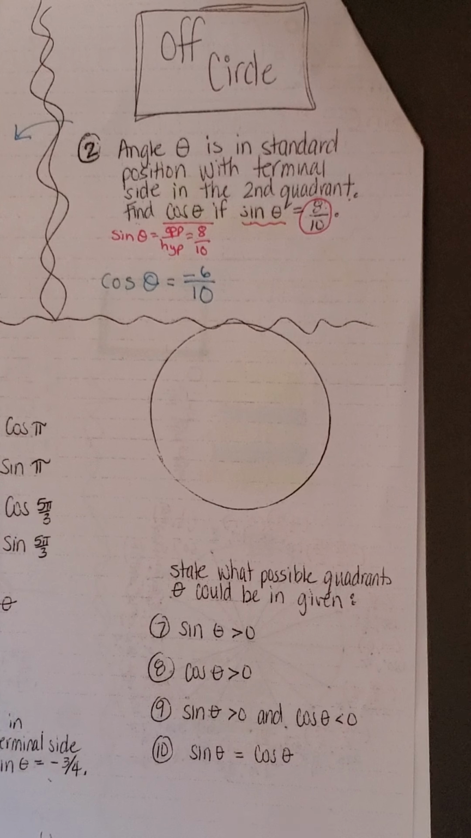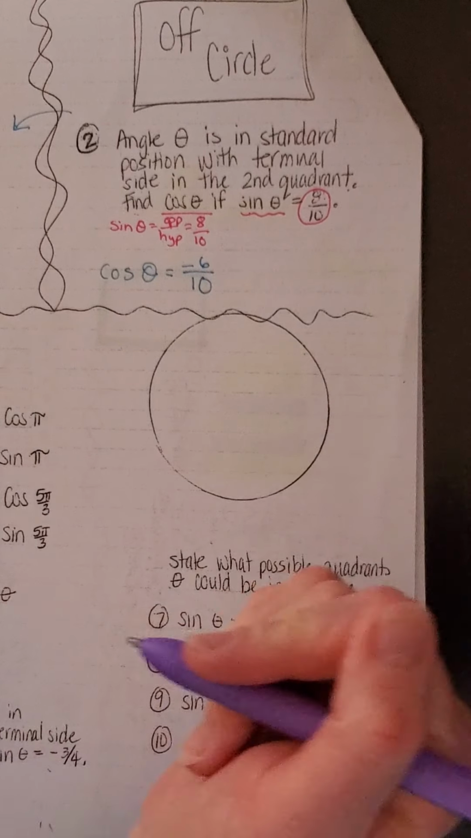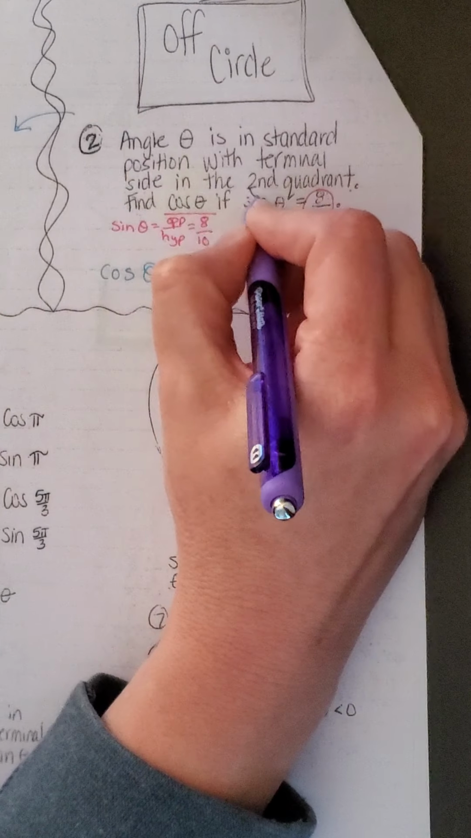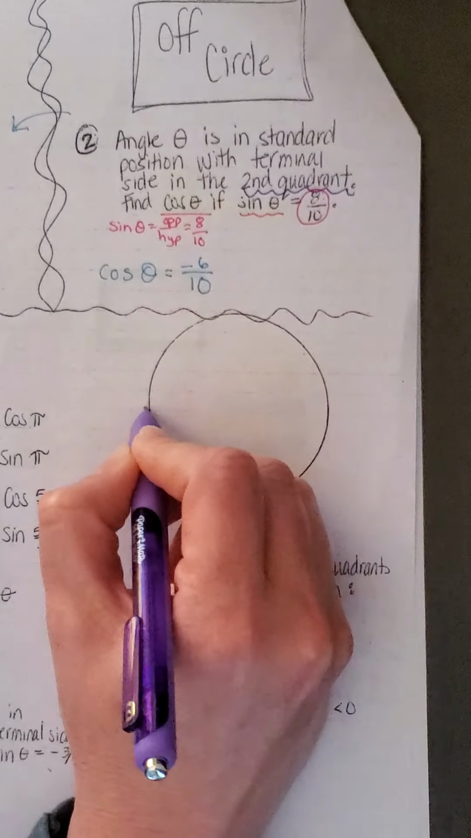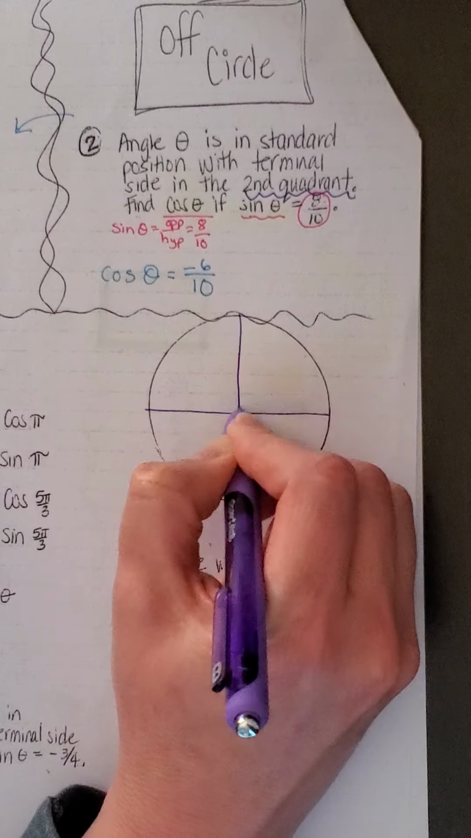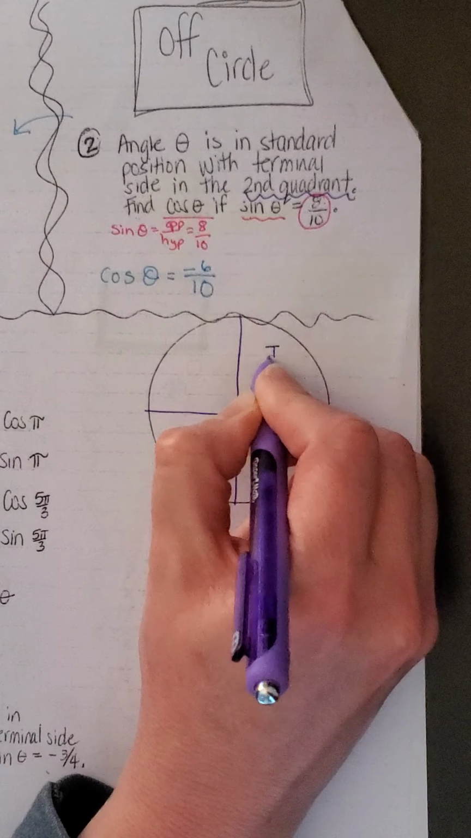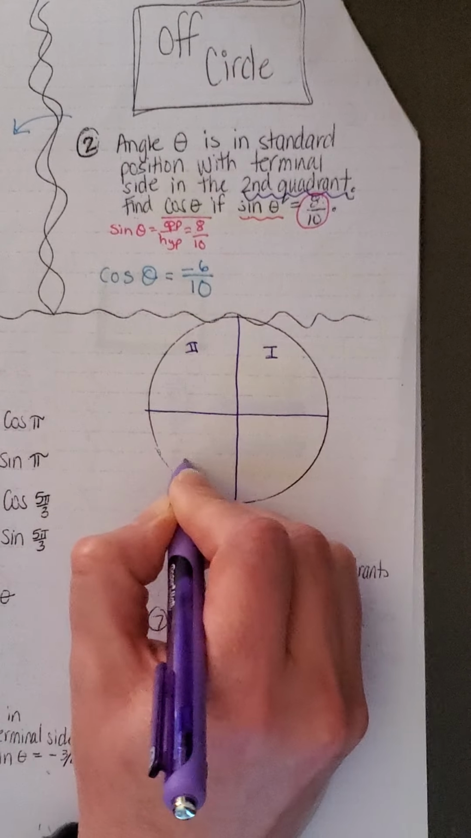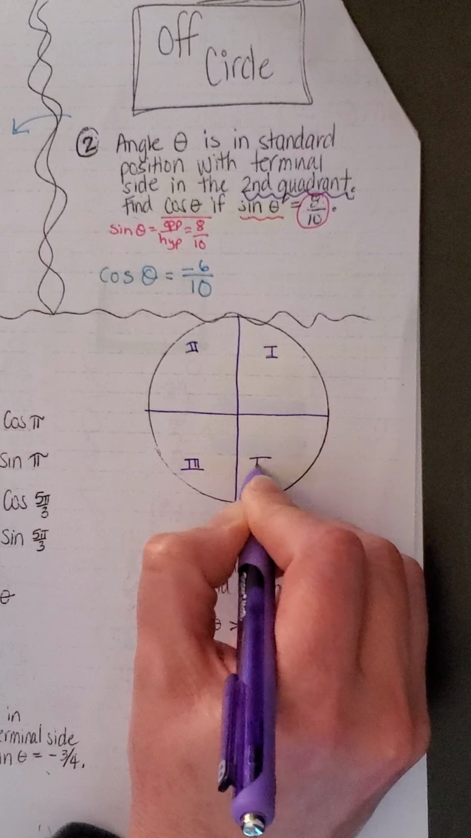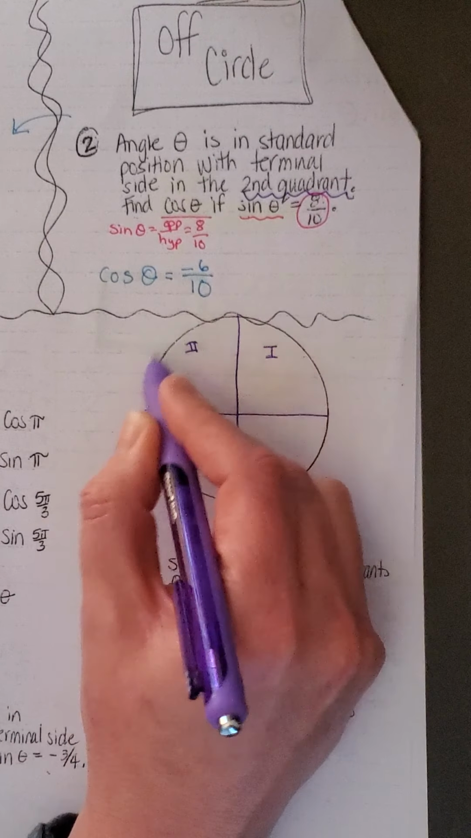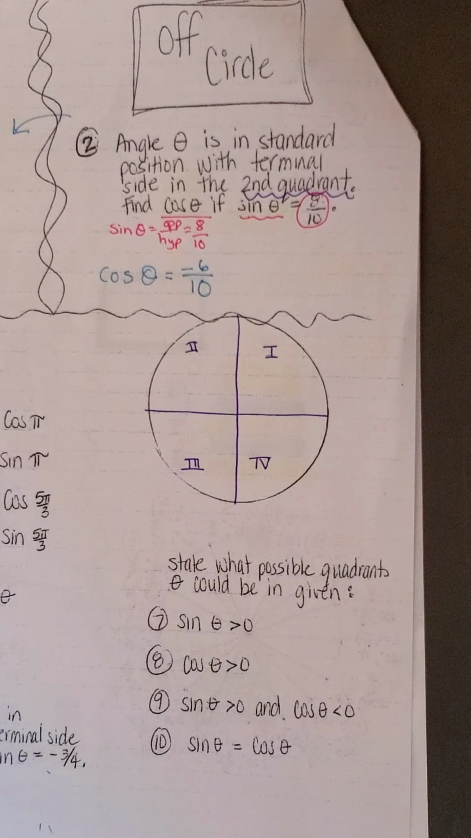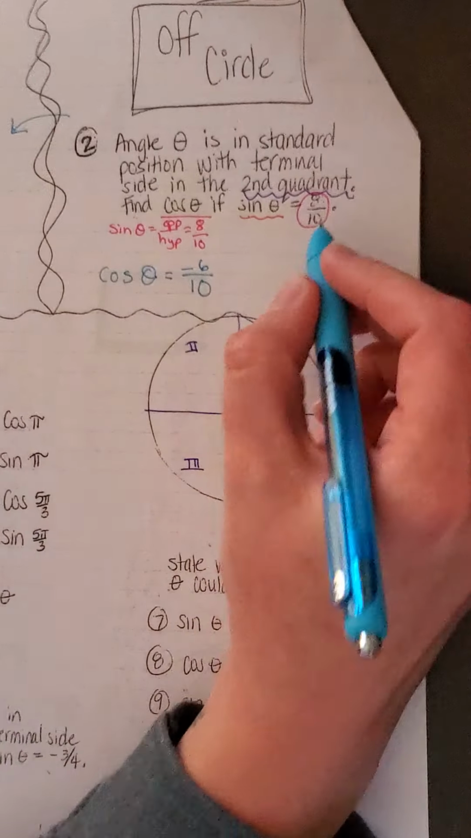It says an angle theta is in standard position with the terminal side in the second quadrant. So second quadrant means, I'm going to go ahead and use this circle down here. This is quadrant 1, 2, 3, and 4. So the second quadrant means it's over here. And it says to find cosine of theta if sine theta is 8/10.